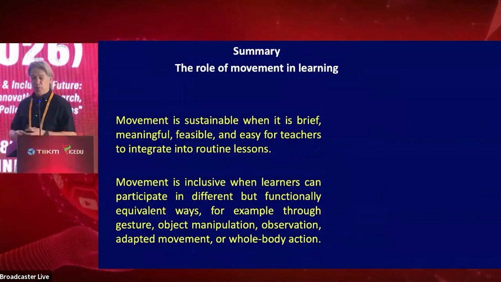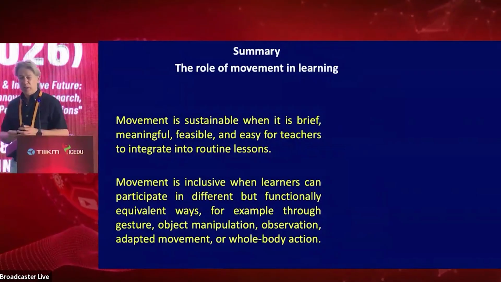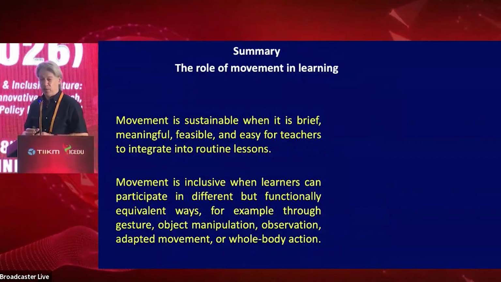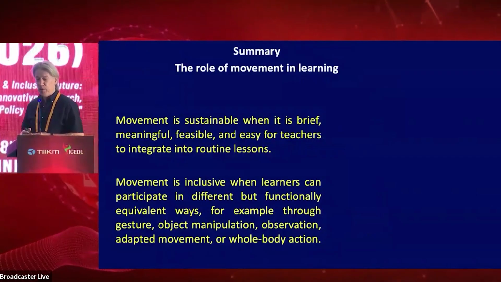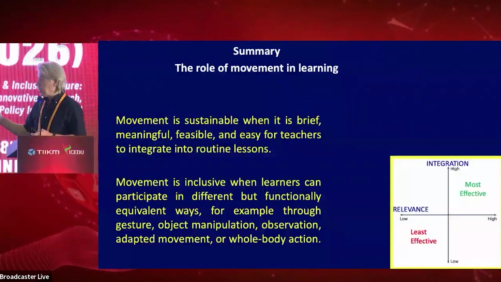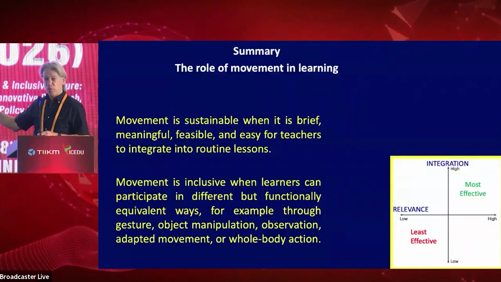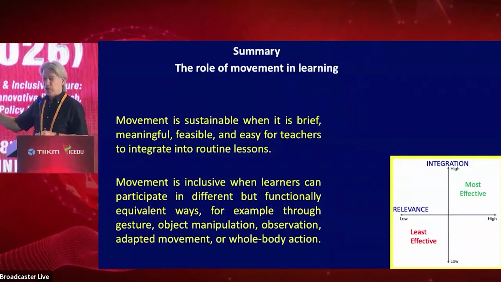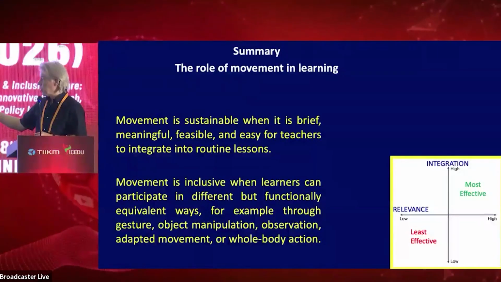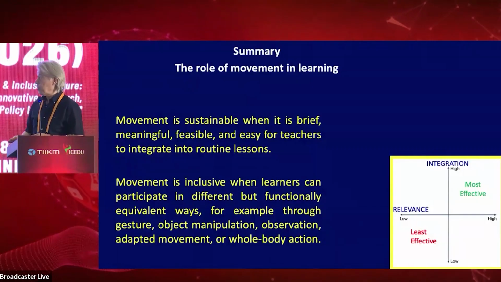So, in summary of this movement aspect, movement is sustainable when it's brief, meaningful, feasible, and easy for teachers to integrate into routine lessons. And movement is inclusive when learners can participate in different but functionally equivalent ways. For example, through gesture, object manipulation, observation, adaptive movement, or whole body movement. And it is very important to take integration of movement into the task, and the relevance of the movement, into account. The most effective movements are well integrated and relevant for the task, and the least effective movements are not relevant and not integrated into the learning.